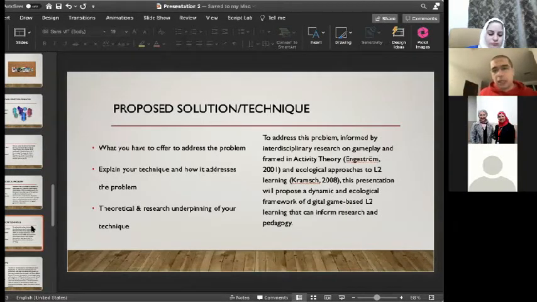So here I was talking about gameplay, and so I framed that in activity theory and ecological approaches. So when I present my framework of game-based L2 learning, the reader or the audience would see that as something credible, not just me fantasizing about what kind of learning could happen, but something grounded in research. So this again gives it more credibility, because otherwise this is just my opinion. It's not based on data or science.